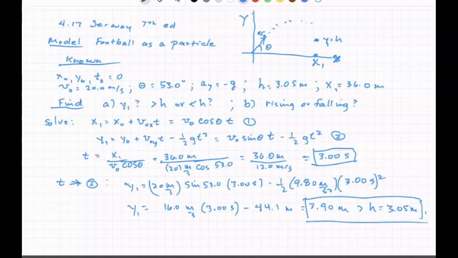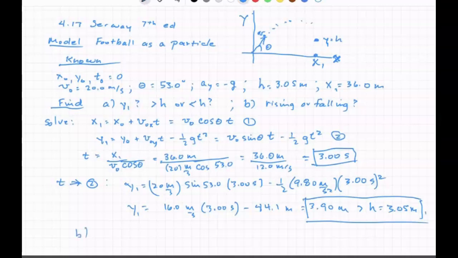Okay, so that solves part A of the problem. Then in part B, we want to know, is the football rising when it gets to the crossbar? Still rising? Or is it on its way down? Is it falling? So if it's rising, that means that the vertical component of its velocity is pointing up, or is positive. And if it's falling, it's pointing down. So let's just solve for that final velocity and see what the sign is.